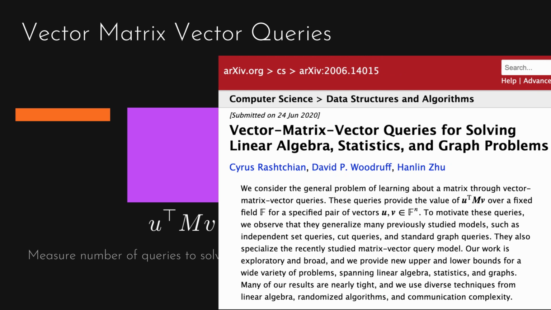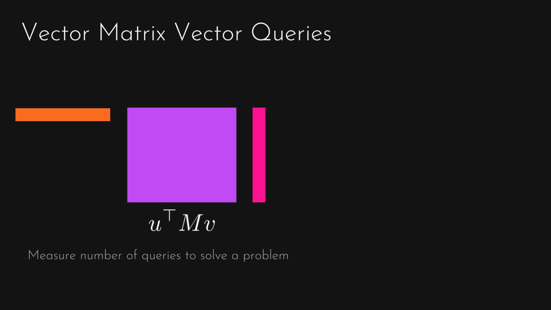So let's get back to UMV queries themselves. We don't just have to look at graphs, we can look at any matrices and vectors. And we can study linear algebra or statistics problems. Before getting ahead of myself, I should iron out some details. I haven't really talked about what field we are working over. That is, what does u transpose M v even mean? It turns out that it matters, sometimes a lot. For graphs, it makes sense to just consider the reals. Later on, I'll also consider F2, the field with two elements.